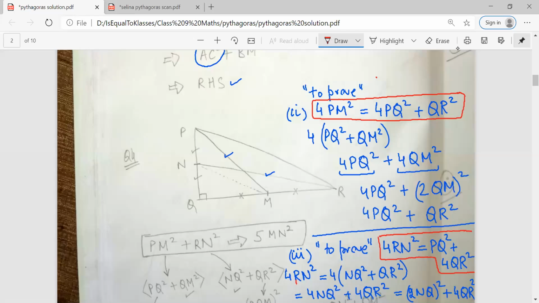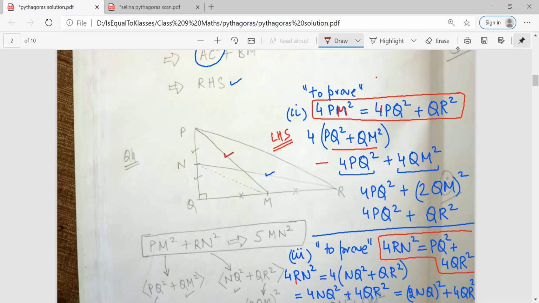So in the next part, Mr. Rudra, I need to prove that 4PM square, this is the PM square, 4PM square is equal to 4PQ square plus QR square. Now PM square can be written as PQ square plus QM square. I've taken the LHS. Then 4PQ square plus 4QM square. Now, whenever you are doing such a type of questions, you should always be looking at the right hand side so that you are aware what you are trying to prove.